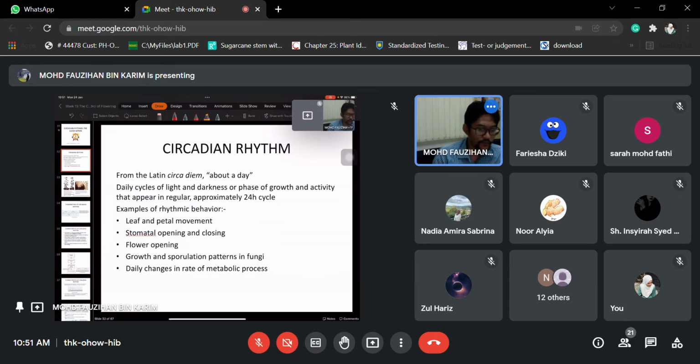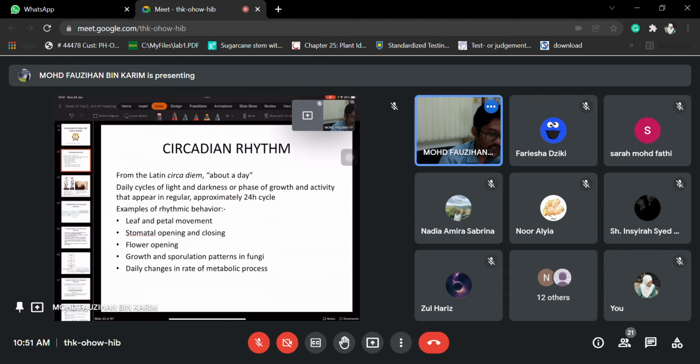So rhythm behavior: leaf and petal movements, stomatal opening and closing, flower openings, growth and sporulation pattern in fungi, daily changes in the rate of metabolic pathway. That is circadian processes. Means that waktu tidur, metabolic processes will be different to that of during the day. Right, during the day you need to do activities, perform active activities. The metabolic activities will be changed, right, compared to when you are sleeping.